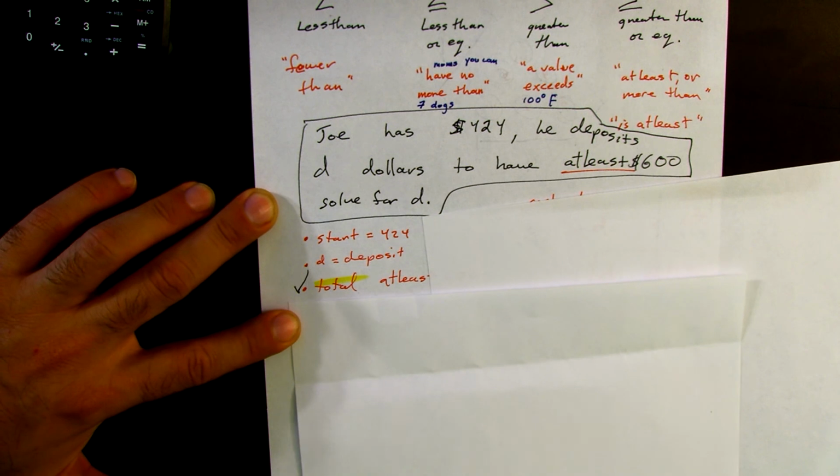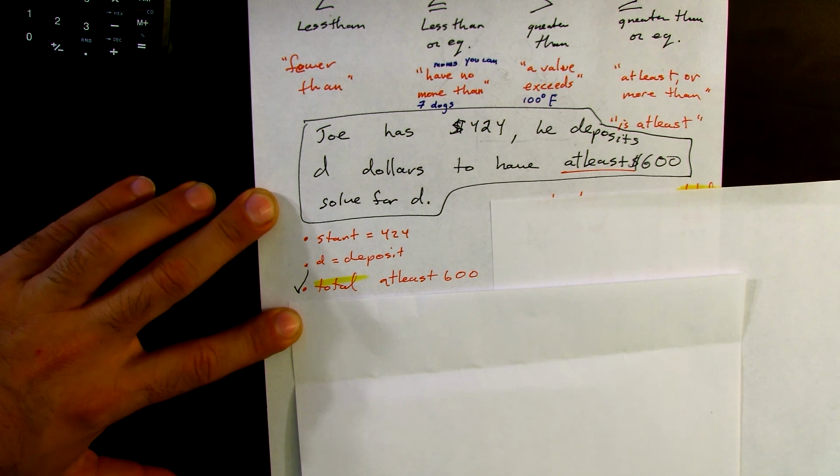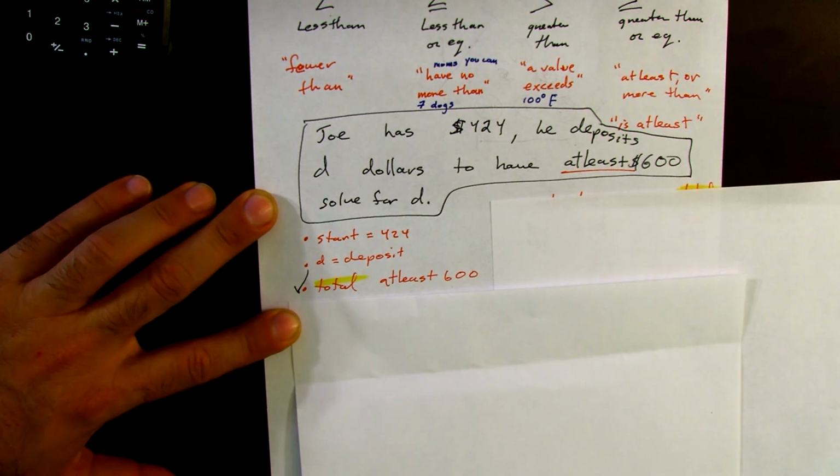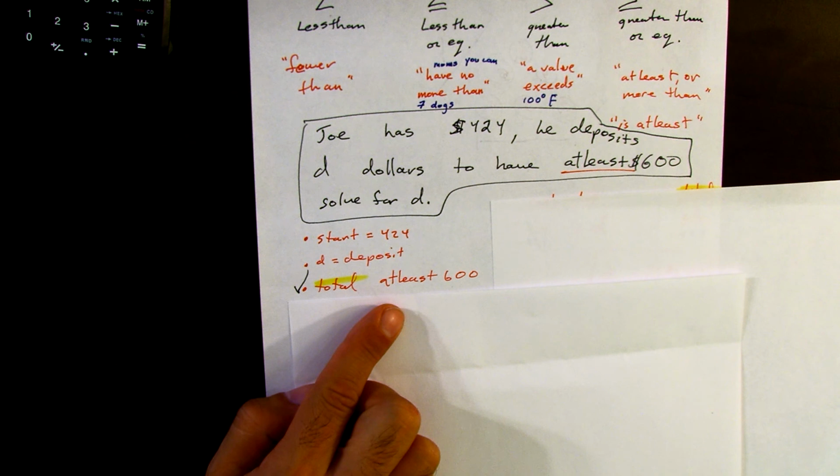All right. And let's see. The total. So he deposits D dollars to have at least $600. Okay, solve for D. So you are going to deposit some value to our 424 in order to have a total of at least $600. So once I read this last one, I want to think about it. It's our total, so we already know where it goes. It's going to go on one side of our equation, or inequality in this case.